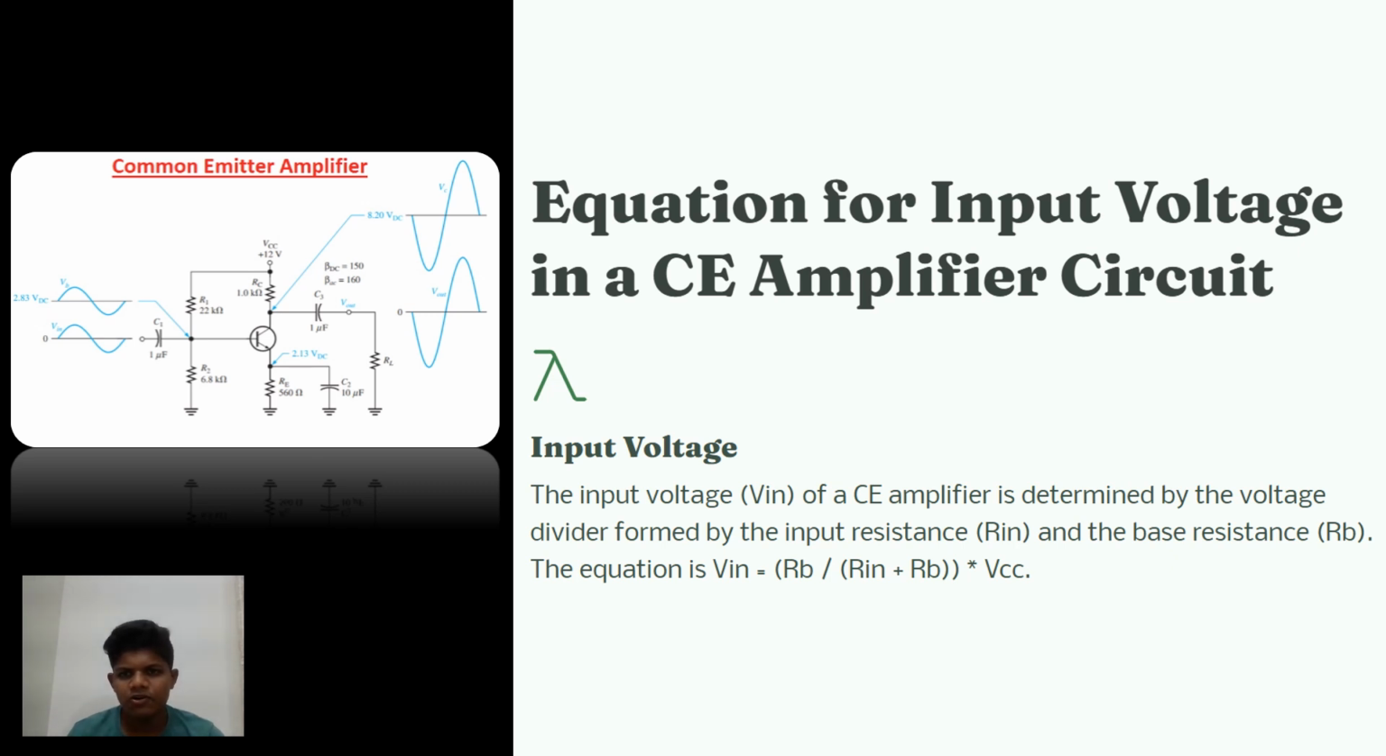Equation for the input voltage in a common emitter amplifier circuit. Input voltage. The input voltage Vin of a common emitter amplifier is determined by the voltage divider formed by the input resistance Rin and the base resistance Rb. The equation is Vin equals Rb divided by (Rin plus Rb), whole multiplied by Vcc.